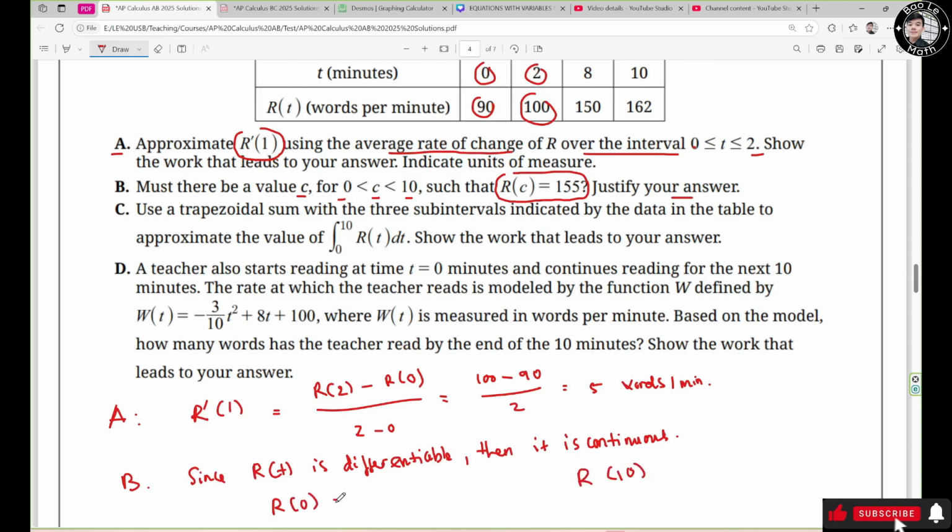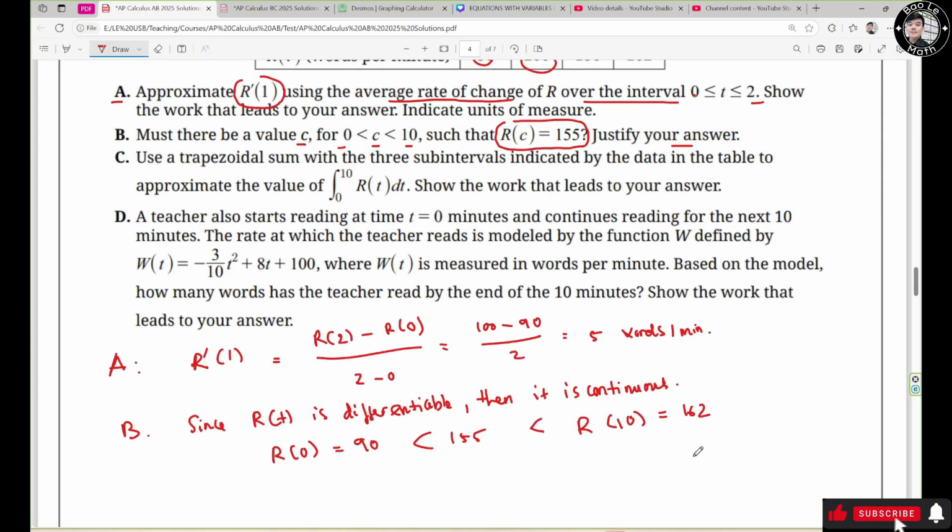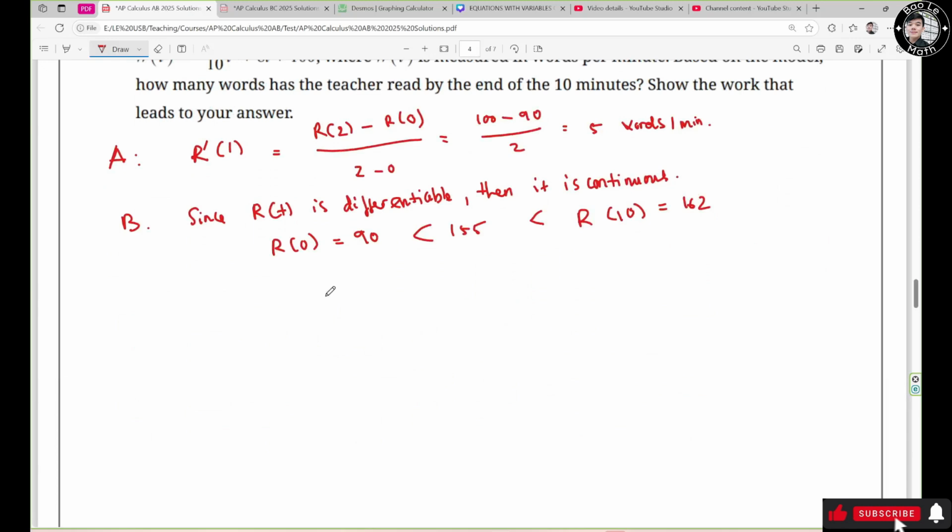R of 0 equals 90, R of 10 equals 162. This one is less than 155, and 155 is less than this one. But 155 is R of C, so you have R of 0 less than R of C less than R of 10. So you need to say by the Intermediate Value Theorem, there must be a number C from 0 to 10 such that R of C equals 155.